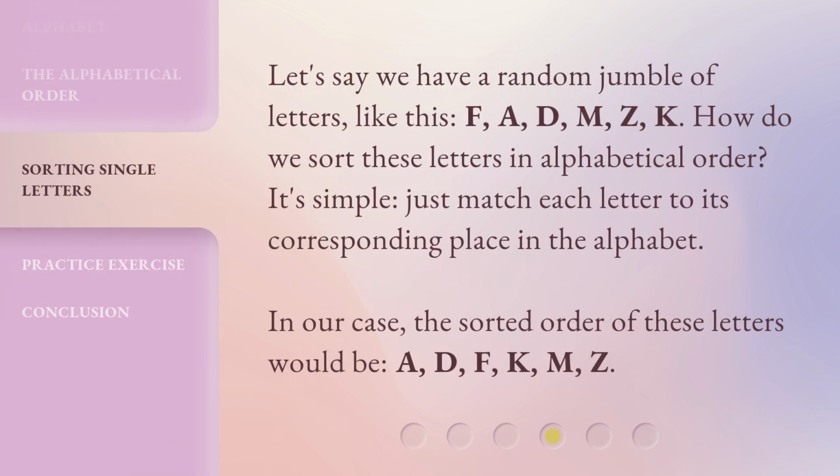Let's say we have a random jumble of letters, like this: F, A, D, M, Z, K. How do we sort these letters in alphabetical order? It's simple. Just match each letter to its corresponding place in the alphabet. In our case, the sorted order of these letters would be A, D, F, K, M, Z.